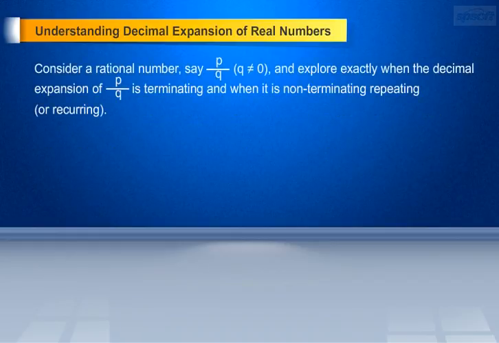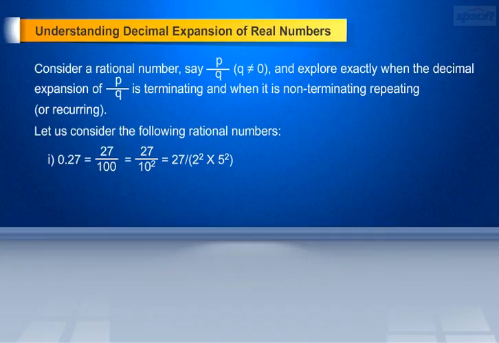Consider a rational number, say p by q, where q is not equal to 0, and explore exactly when the decimal expansion of p by q is terminating, and when it is non-terminating repeating, or recurring. Let us consider the following rational numbers. 0.27 is equal to 27 by 100, which is equal to 27 by 10 square, which is equal to 27 by 2 square into 5 square.